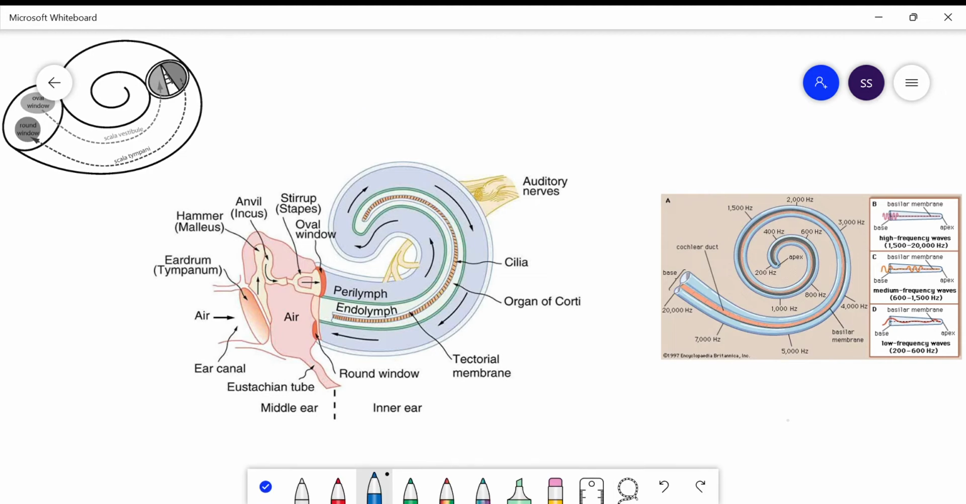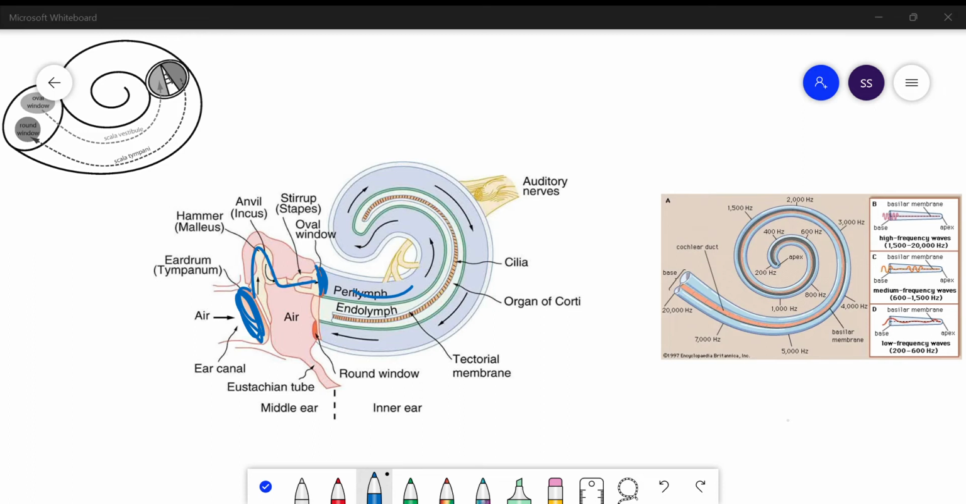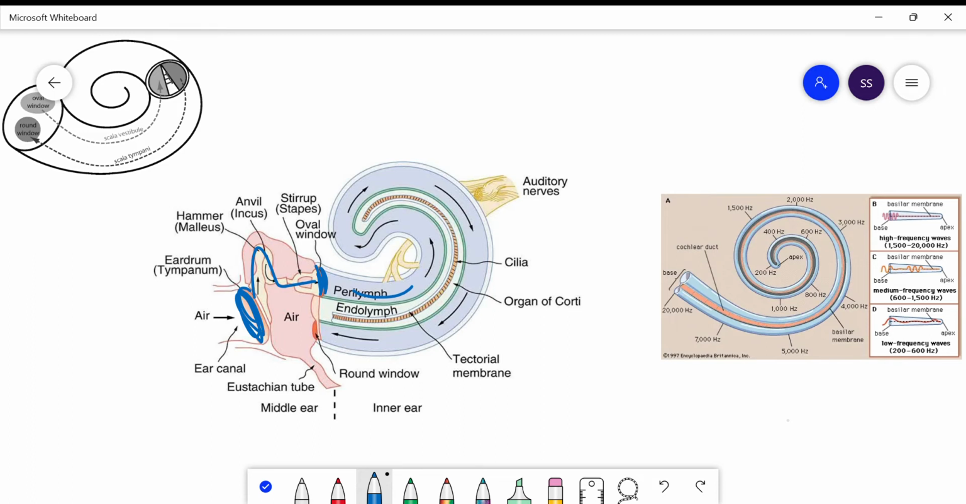Now, I'm going to start with the hearing apparatus. So, this is your tympanic membrane. These are your ossicles, and this is the oval window. This is the scala tympani, and scala vestibuli, and this is scala media, which has the endolymph.